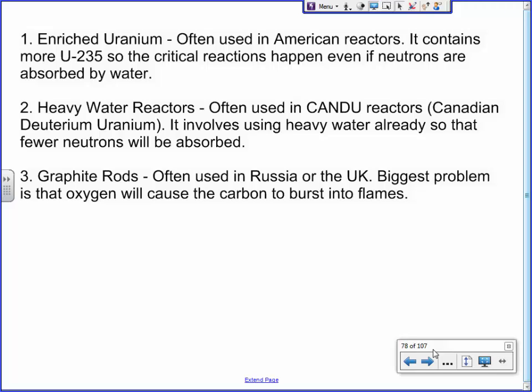And another thing that you can use is graphite rods in either Russia or the UK, but apparently those will burst into flames possibly. So now I have to admit here, I'm not a nuclear physicist. If I was, I'd be working in some sort of probably top secret lab somewhere, and you know what I mean. Like, there's not a lot of people on the planet who actually do this sort of stuff.